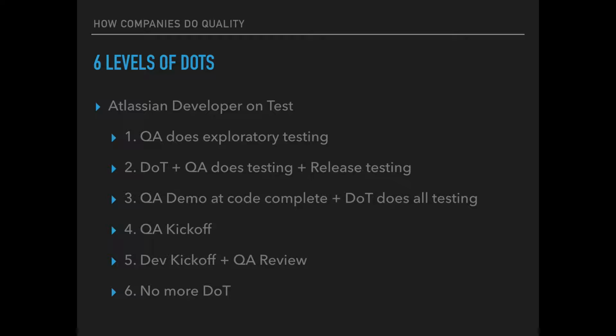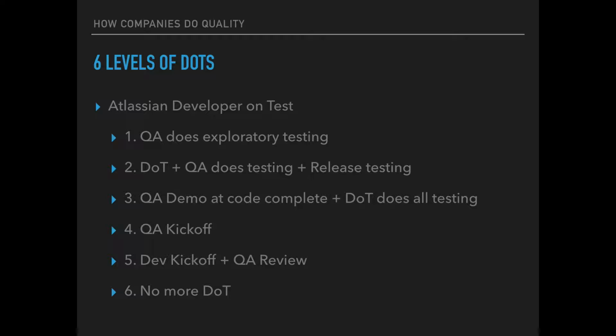The next level was a QA demo at Code Complete, where the QA person sits down with the developer on test and talks about how we should be testing this stuff and what we should focus on. I think they used the example of the guy that wrote this feature always forgetting to do something, so we should make sure to check that is getting done. So the developer on test is doing all the testing, but the QA person sits down with them beforehand and talks about how we should test it, here's a strategy we should use. They're more advisors at that point.